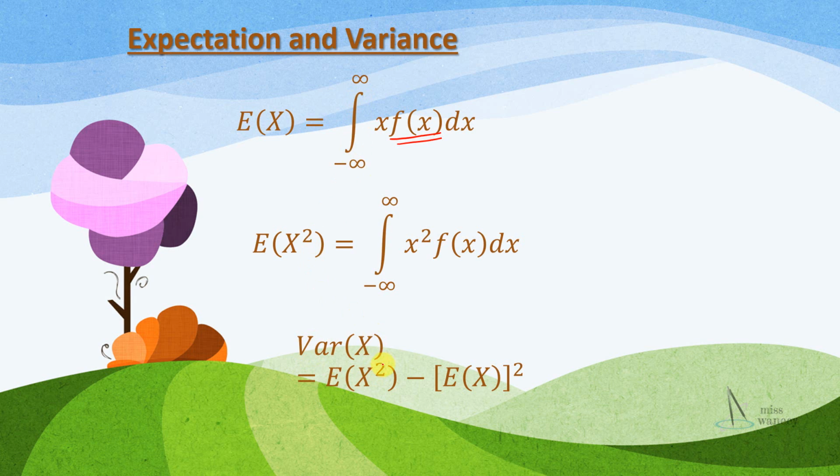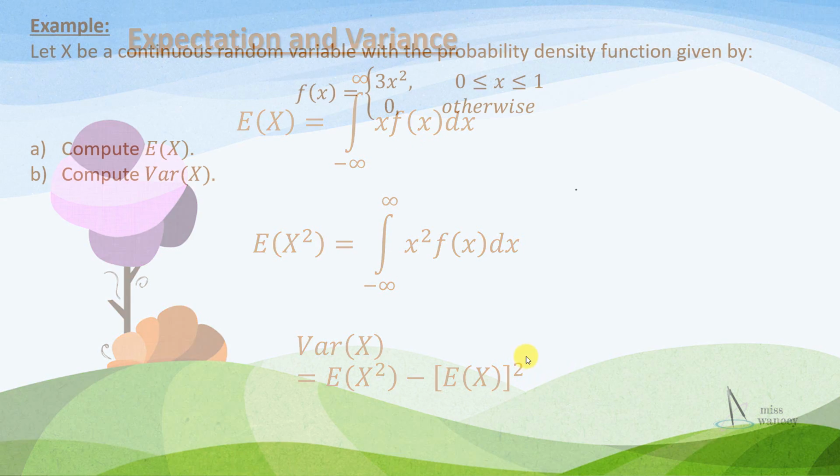And then in order to calculate the variance, you will need to calculate the expectation of X squared as well. To calculate the expectation of X squared, you multiply the probability density function with x squared, and again it should be from negative infinity until infinity. Meanwhile, the formula for the variance of X is simply equal to the expectation of X squared minus the expectation of X, all squared. So let us go to the example.